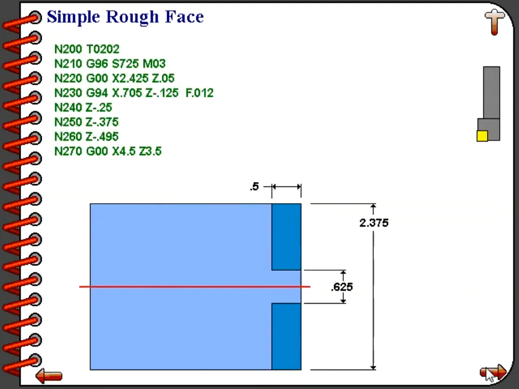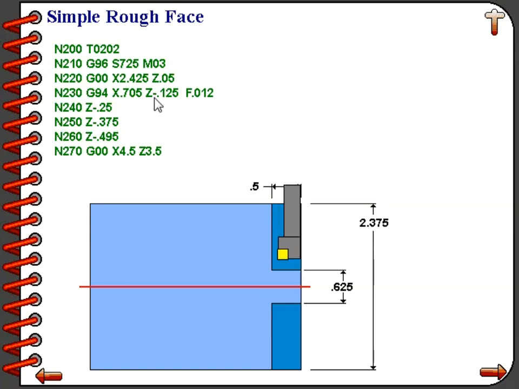This program demonstrates the facing operation. We call up our tool with offset 2 on line number 200. Line number 210 gets our spindle running. Line number 220 gets the tool at our convenient starting position. Line number 230 initializes the G94 rough facing cycle, and we're going to be facing down to a diameter of 705 thousandths, which is slightly larger than the print is showing, as this is a roughing operation.